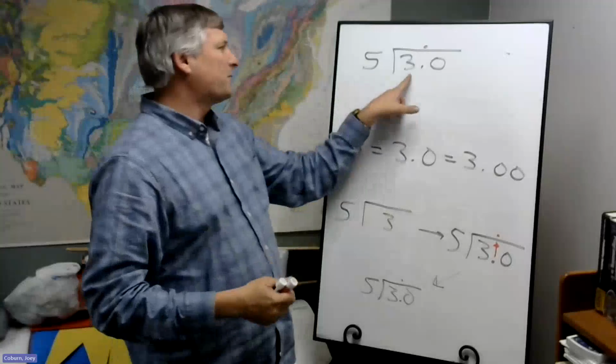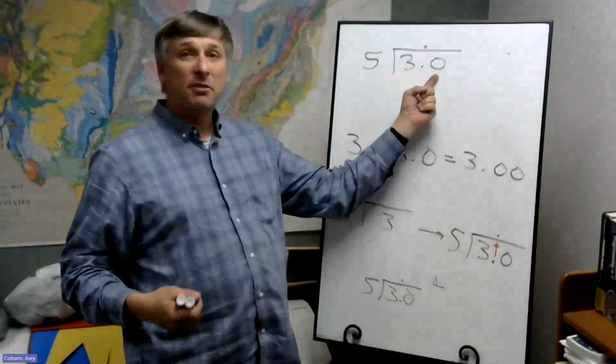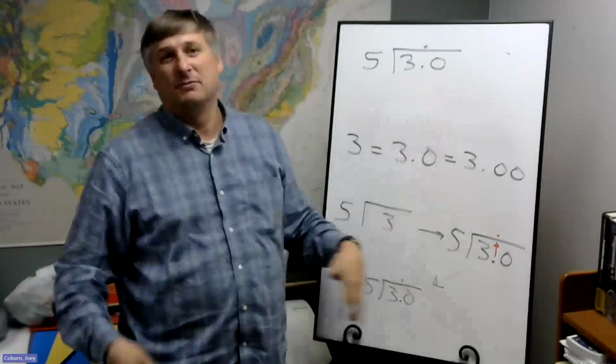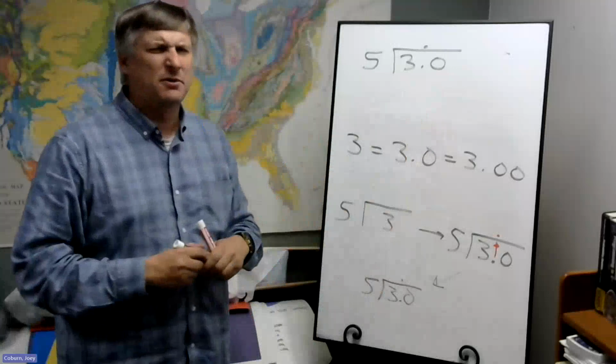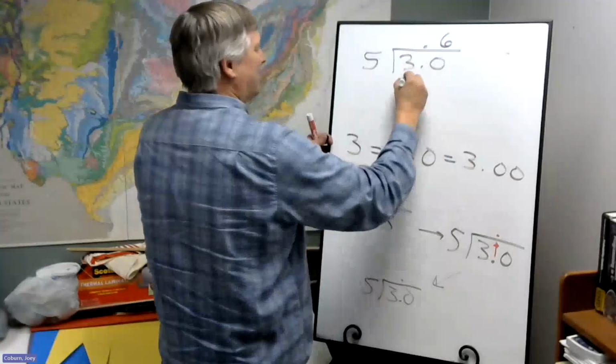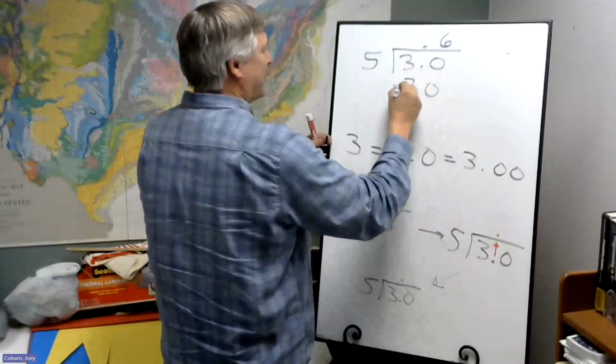So 5 won't go into 3, but 5 will go into 30. So we place that answer over the last digit of 30. Now 5 goes into 30 6 times. 6 times 5 is 30, subtract, 0.